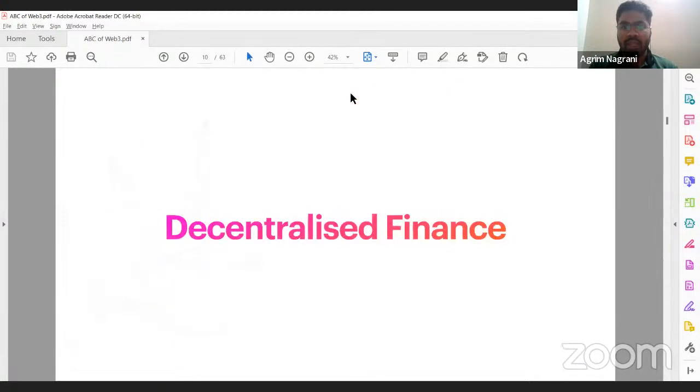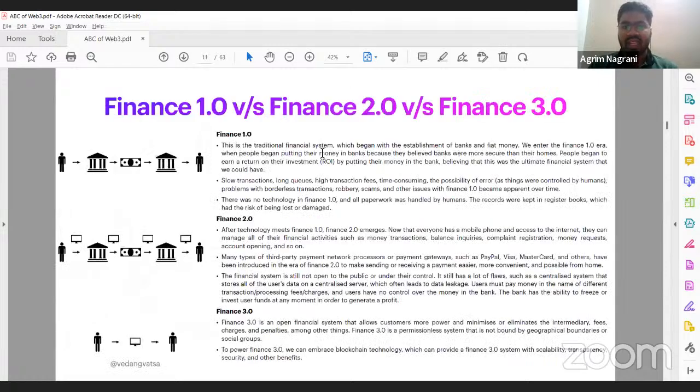Coming next to decentralized finance. As we all know, in the initial, previous eras, finance was in the form of banks and fiat currencies. That was the traditional financial system, which was established by banks, and fiat money was involved in it.